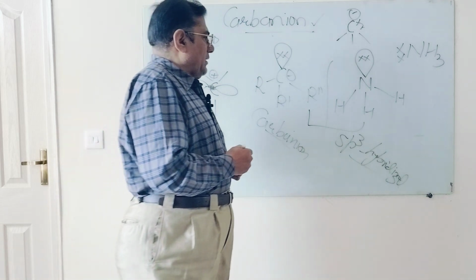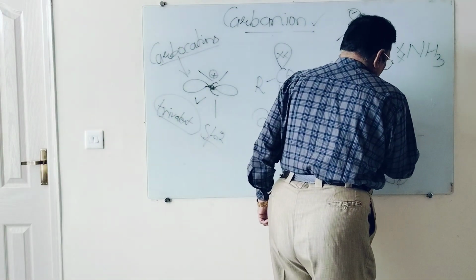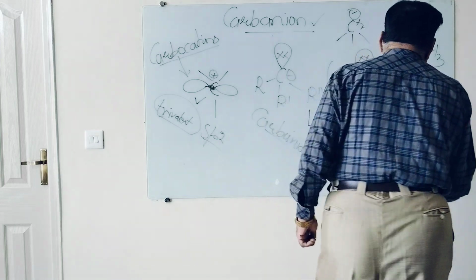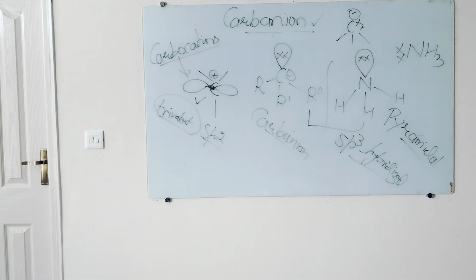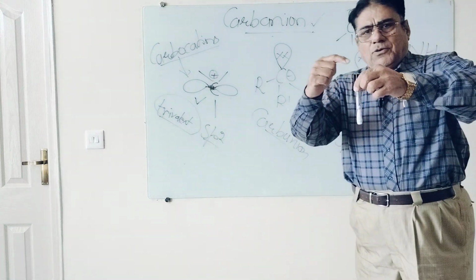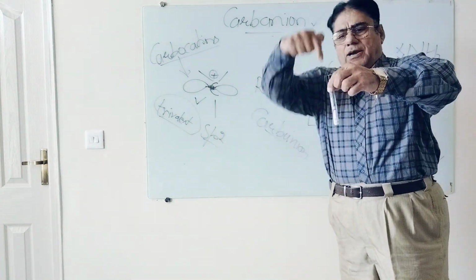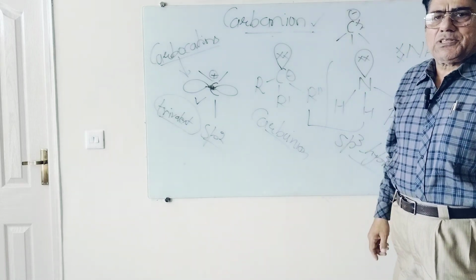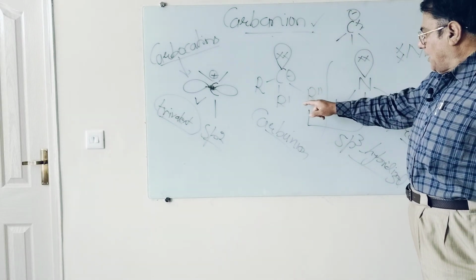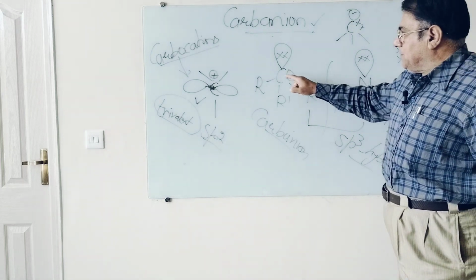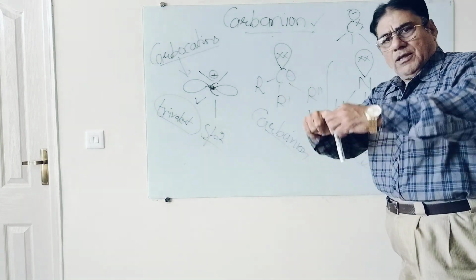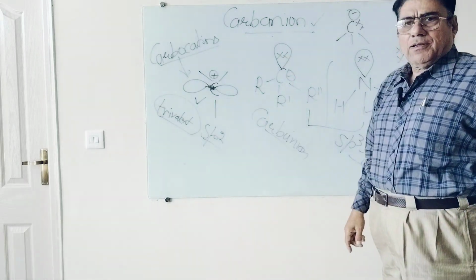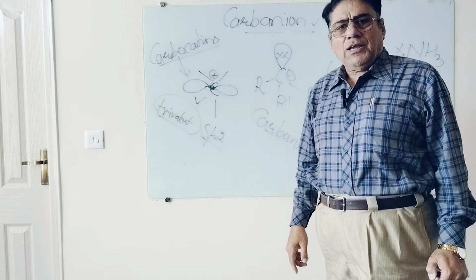And what is that structure? This structure is known as pyramidal. When I taught the ammonia molecule, I said this is nitrogen, there are three hydrogens, and one lone pair is present in the fourth sp3 hybrid orbital. Similarly, carbanion is quite similar to this structure: three bond pairs, pyramidal like this, and one lone pair present in the fourth sp3 hybrid orbital.